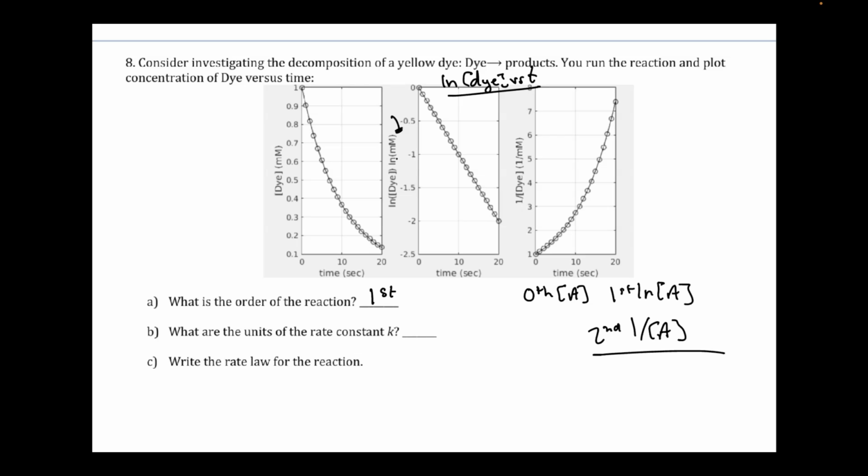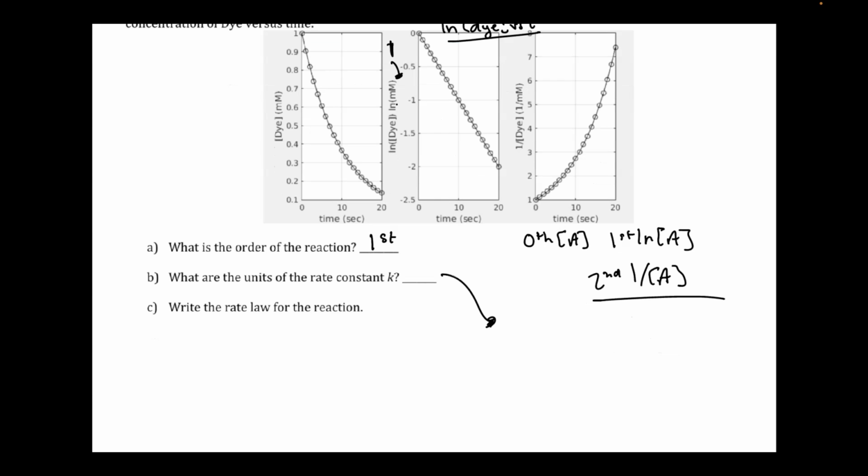What are the units of the rate constant? In this case, when we take the natural log up here, there are no units on the y-axis, so the units up here are 1, or unitless. On the x-axis, we have seconds. Remember here, the slope, m, is equal to negative k.